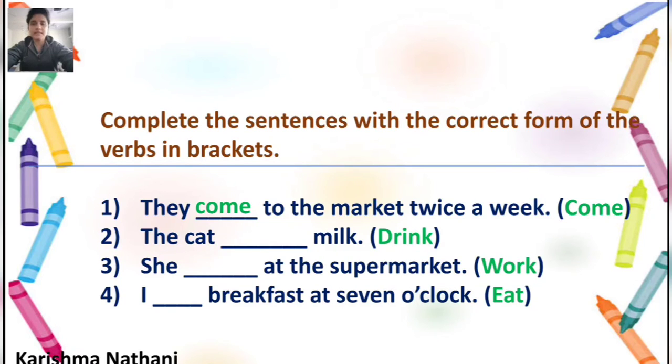Then the cat dash milk. The cat, singular noun, so drinks. The cat drinks milk. We have to add s at the end of the verb. She dash at the supermarket. She, singular noun, so works. She works at the supermarket. We have to add s at the end of the verb work. I dash breakfast at 7 o'clock. I eat breakfast at 7 o'clock.